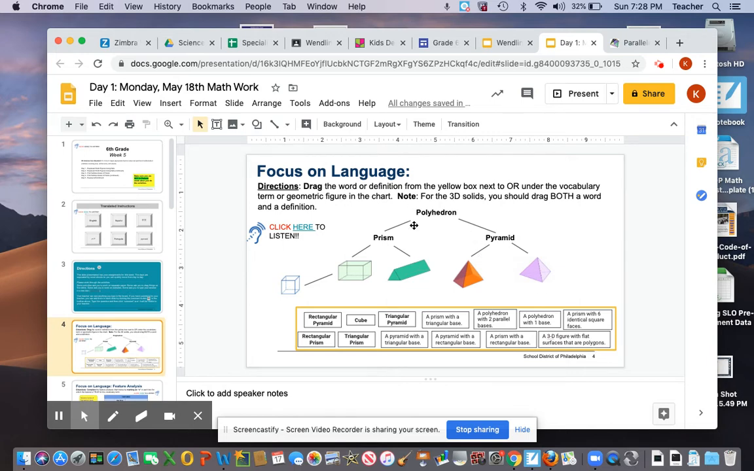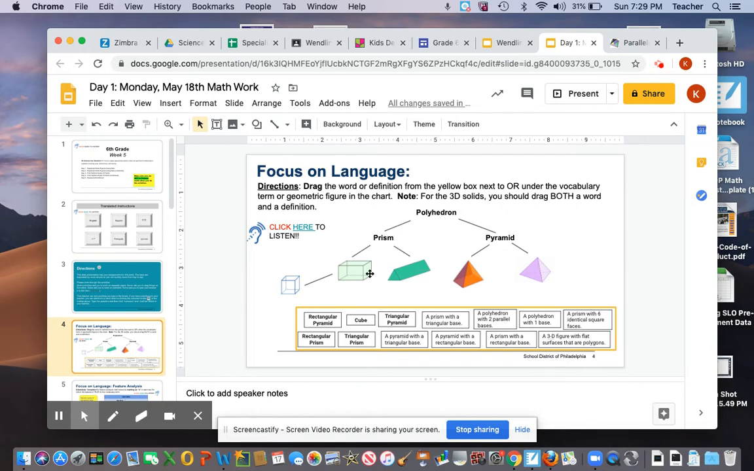So we're starting with polyhedron. A polyhedron is a 3D solid that we're going to be looking at. So you're looking for the definition that talks about something being a 3D figure. Now, prism and a pyramid are 2 sets of different polyhedrons. A polyhedron is broken up into a prism or a pyramid.